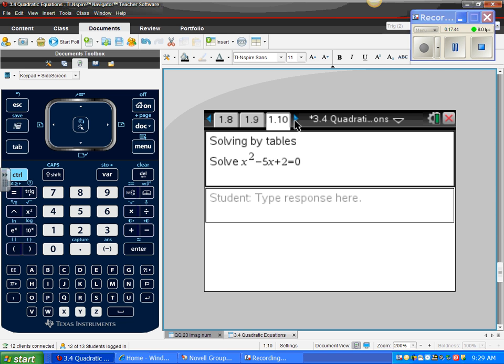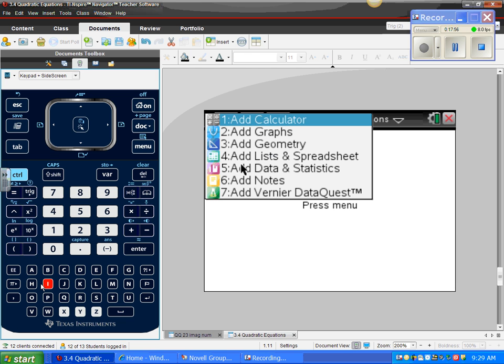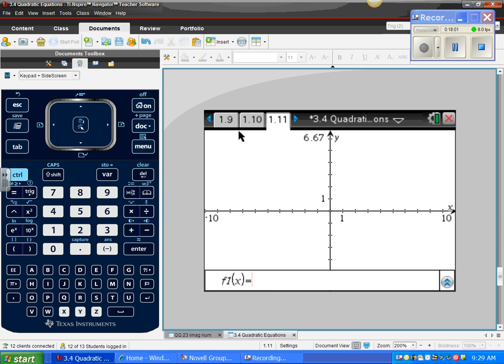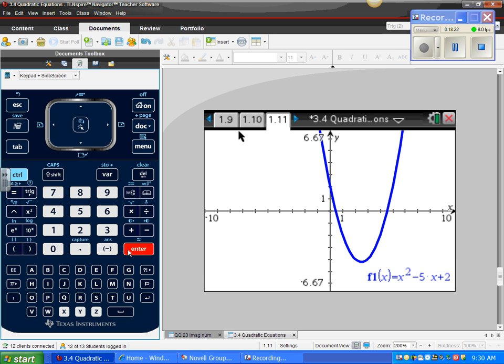So what I'm going to do is take the left-hand side of my equation. Control I, add a graph page. X squared minus 5x plus 2. So we graph the left-hand side of the equation, the polynomial part. And then to graph it, we hit enter.